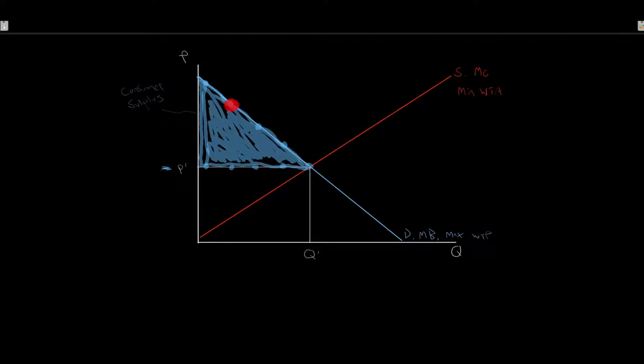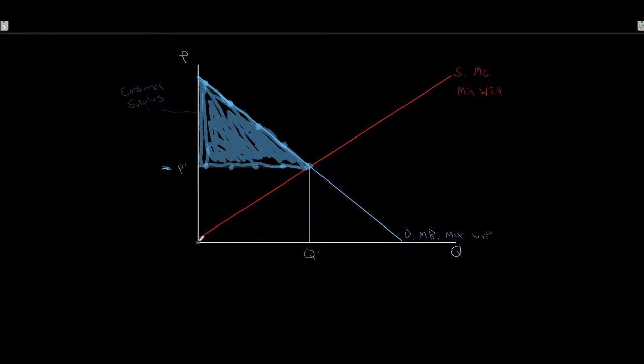The cost of you doing it is up here, but the market price is down there. You can get this surplus, these gains from trade, by actually engaging in trade, hiring someone, rather than doing it yourself at this high price. So that's our consumer surplus.